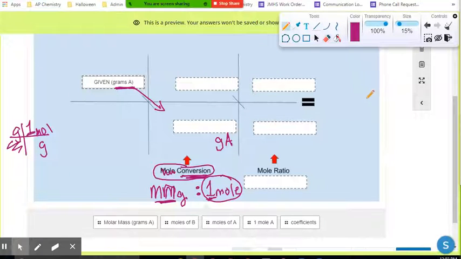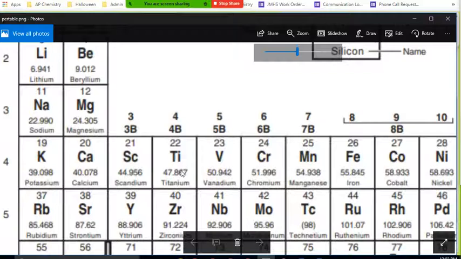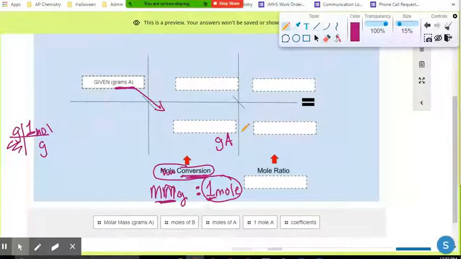Where do molar masses come from? The periodic table. Great job. Nice work. And there's our periodic table right here. So remember, this little decimal number down here is representing 1 mole of that substance. Okay? All right. So let's go ahead and grab our answers.